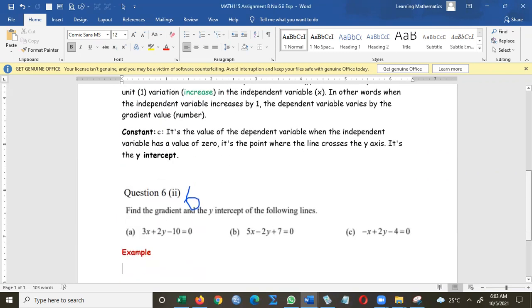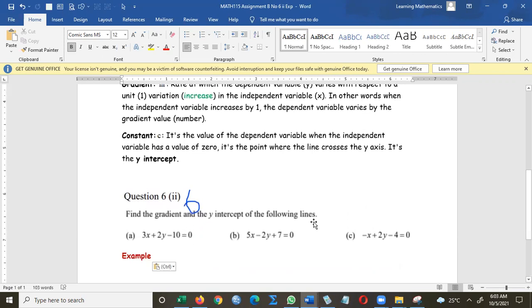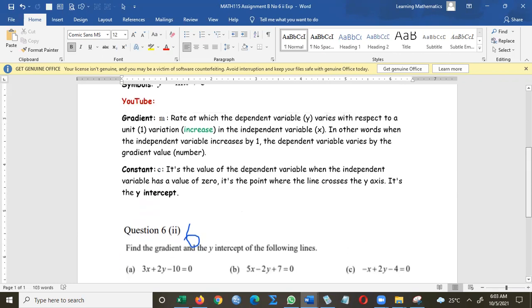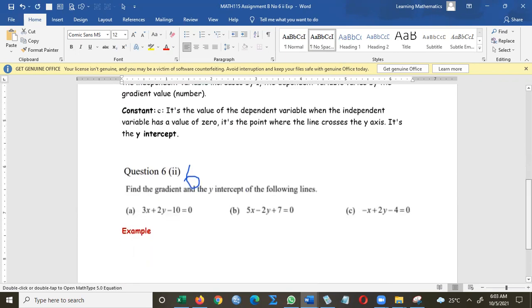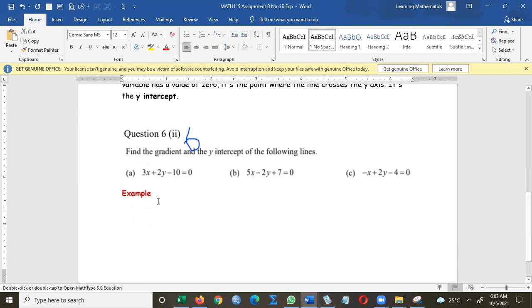So please listen to that very carefully. For us to identify the gradient and the y-intercept, y must be the subject of the formula. We need to rearrange to write the equation in the form y is equal to mx plus c. And m now will be the gradient, and c now will be the y-intercept, but y must be the subject. So we must rearrange these three expressions for that to happen.